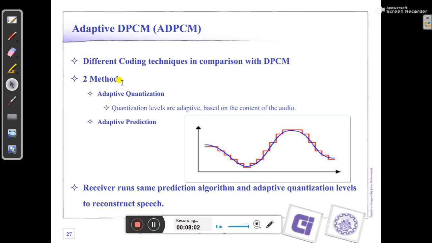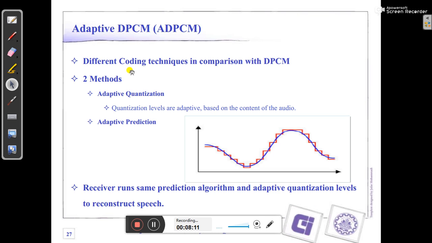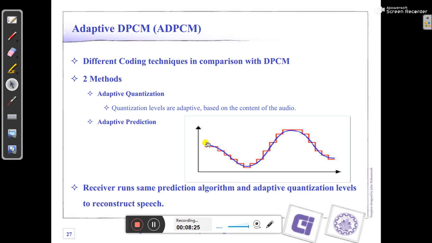Next is ADPCM, that is adaptive DPCM, or adaptive differential pulse code modulation. It uses different coding techniques in comparison with DPCM. In DPCM the coding techniques are the same for all samples, but in adaptive DPCM, the coding techniques might be different for different samples. There are two methods. One is adaptive quantization, which means the quantization levels are adaptive based on the content of the audio.